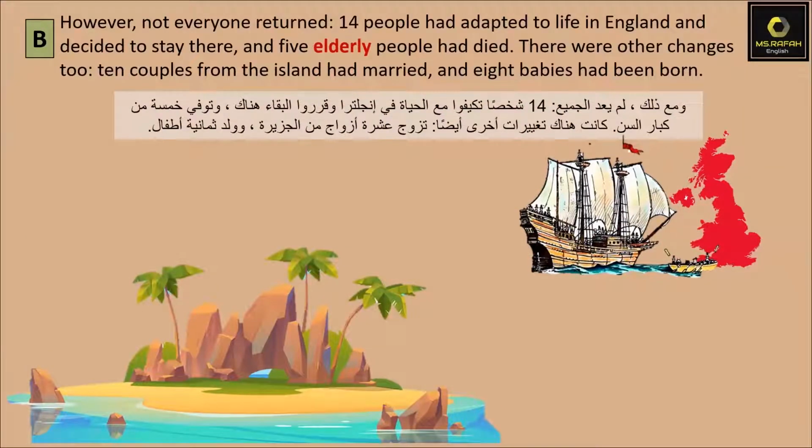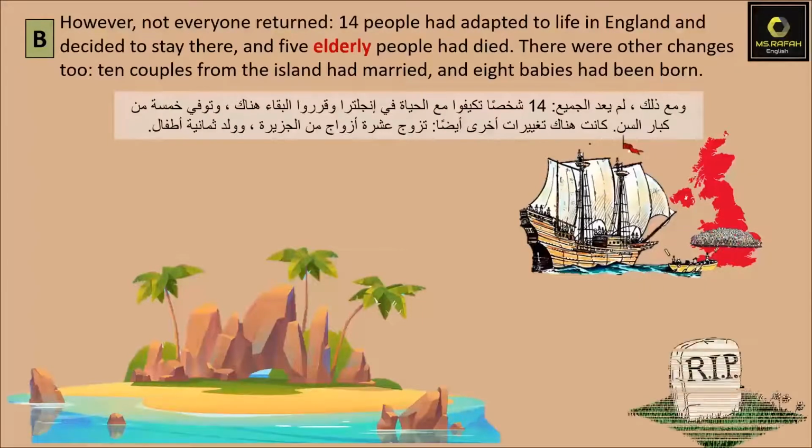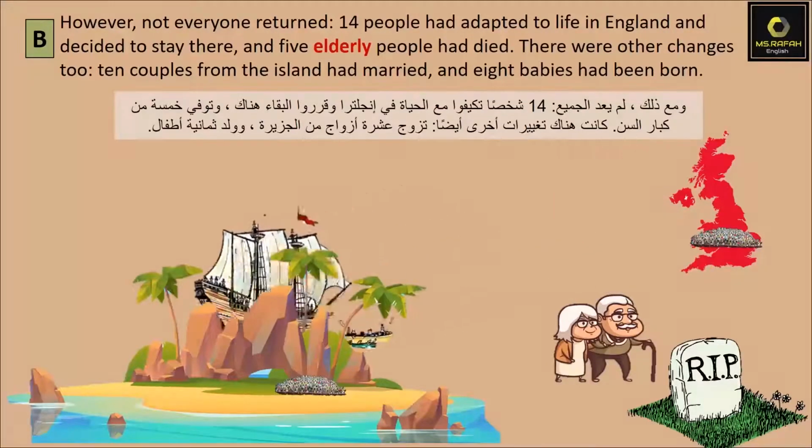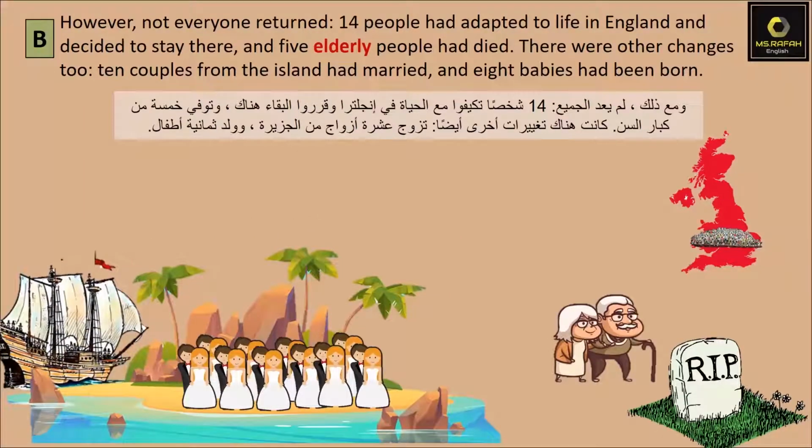However, not everyone returned. 14 people had adapted to life in England and decided to stay there, and 5 elderly people had died. There were other changes too. 10 couples from the island had married, and 8 babies had been born.